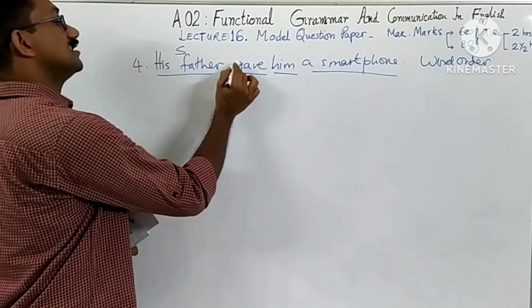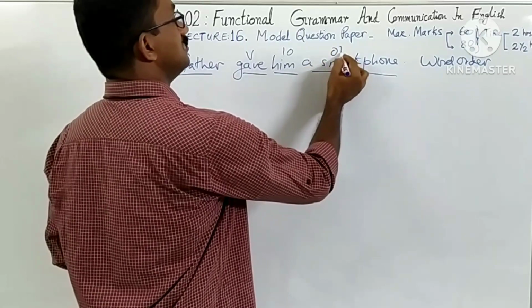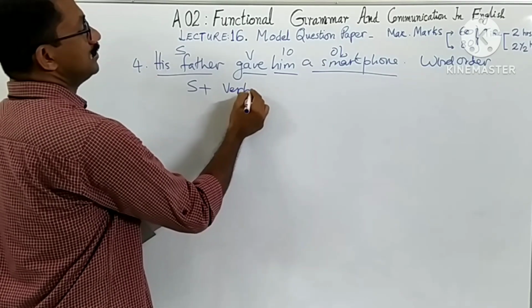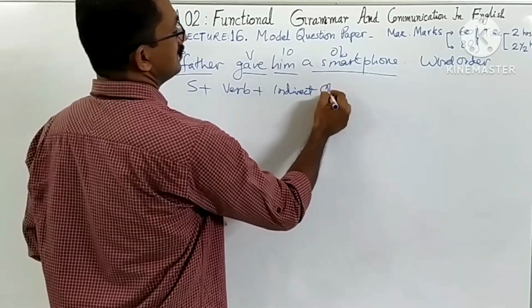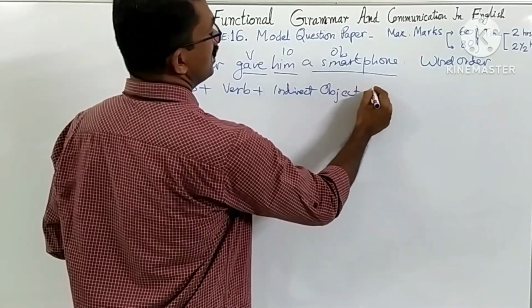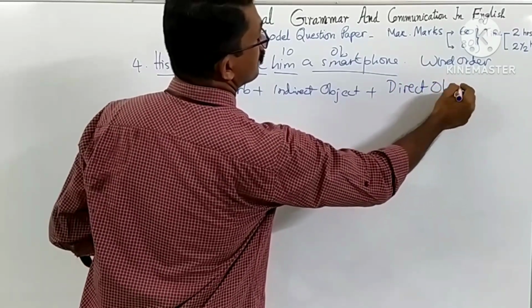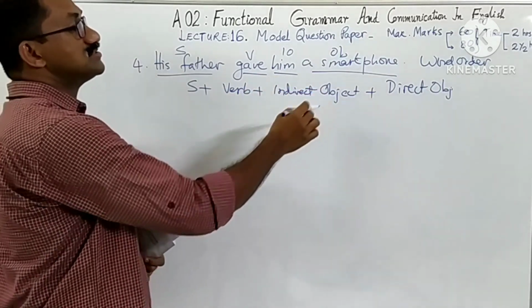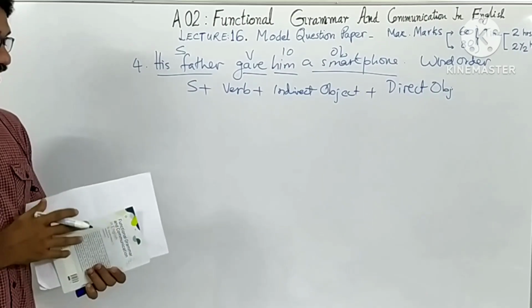His father is the subject, gave is the verb, him is the indirect object, smartphone is the direct object. So the word order is subject plus verb plus indirect object plus direct object. This is the way you have to answer: S plus V plus IO plus DO.